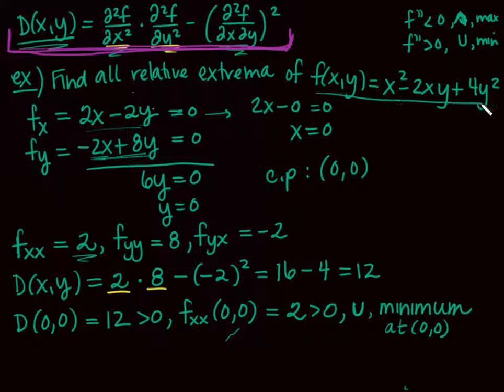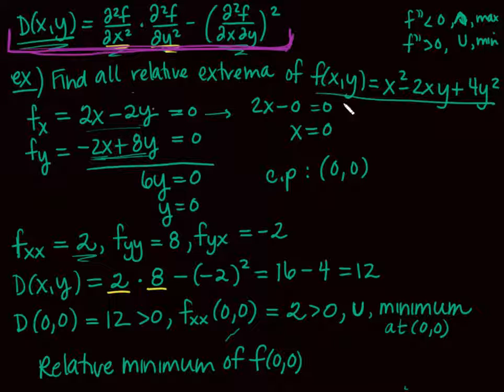The actual minimum is going to be this function evaluated at 0, 0. So I would like you to state your answers like this. We have a relative minimum of, well, how do I find that? I evaluate the function at the point. If I evaluate this function at 0, 0, I get 0. So we have a relative minimum of 0.